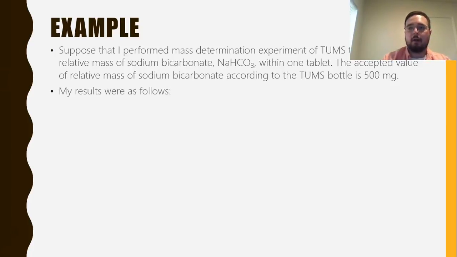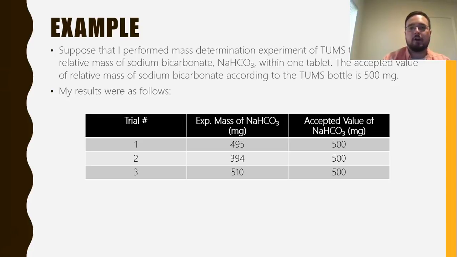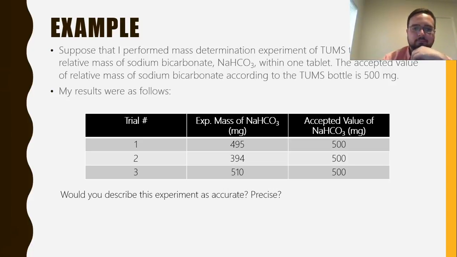So I do the experiment, and my results are as follows. My first trial, I have about 495 milligrams compared to the 500 that I should get. Second trial, 394 out of 500, and then 510 out of 500. So obviously, they're around this. Some of the values are around the 500 area, some are a little over, some are really below. So just looking at this data table, you can tell what could have happened during my experiment. Was my technique bad? Was there something wrong with the equipment? So on and so forth.